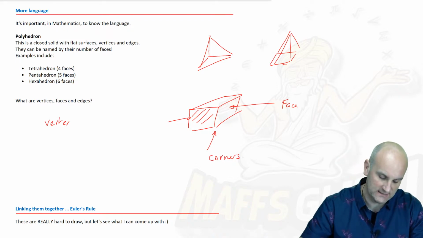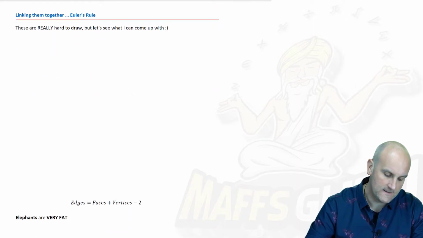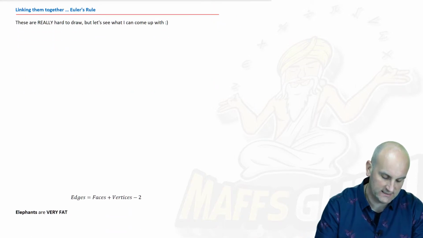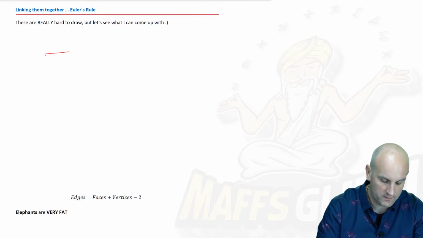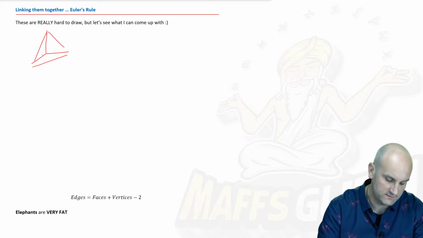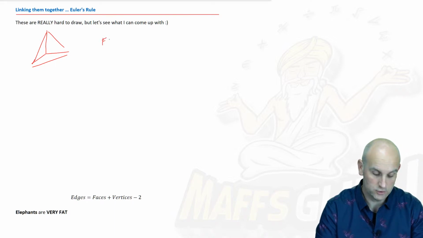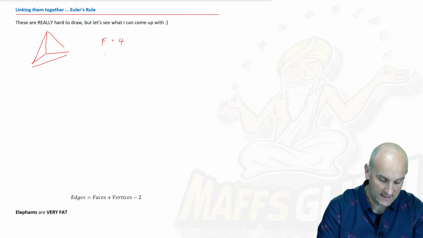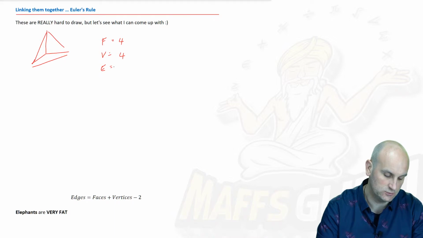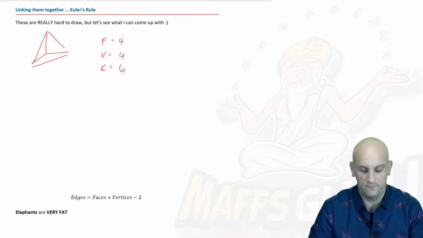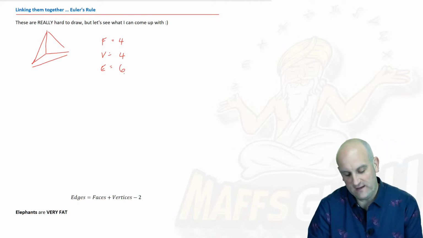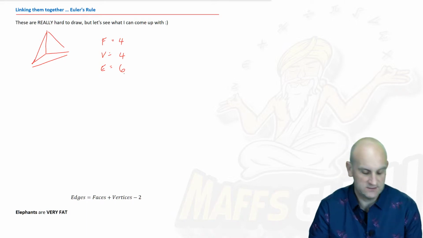All right, so let's have a look at this then. Euler's law. Right, so let's go back to our idea of my triangular-based pyramid. So there is my triangular-based pyramid. So how many faces are there? 1, 2, 3, 4. Yep. How many vertices are there? 1, 2, 3, 4 again. And how many edges do we see? 1, 2, 3, 4, 5, 6. So F and V and E, we can write those down. So that is that one.